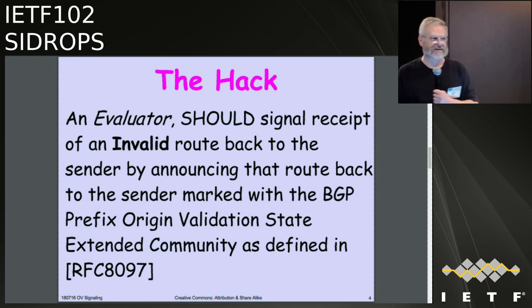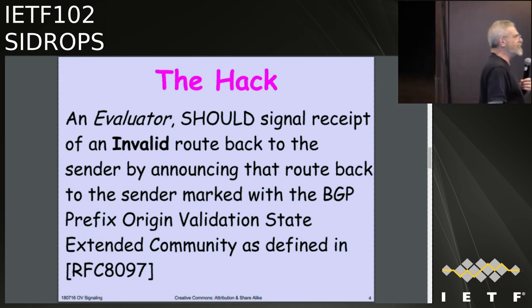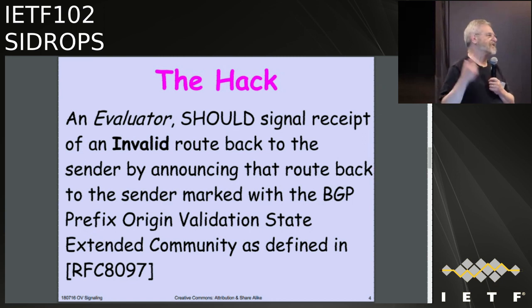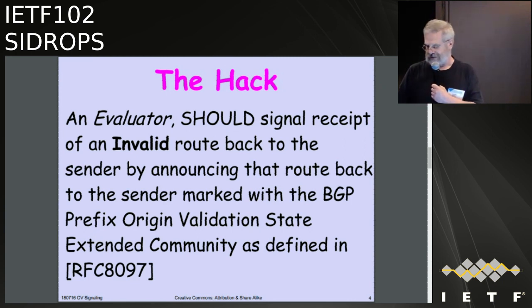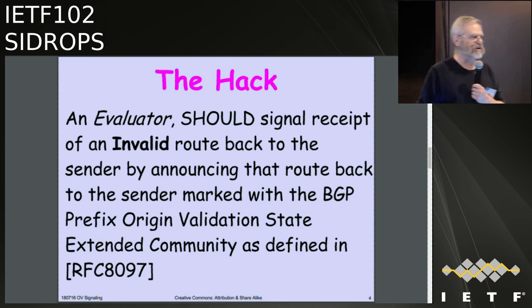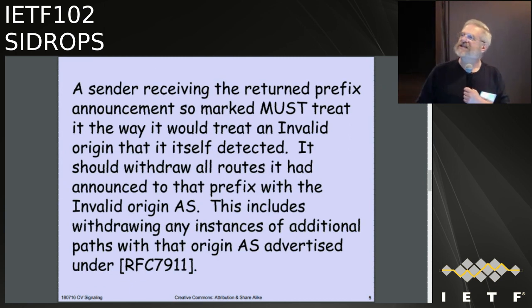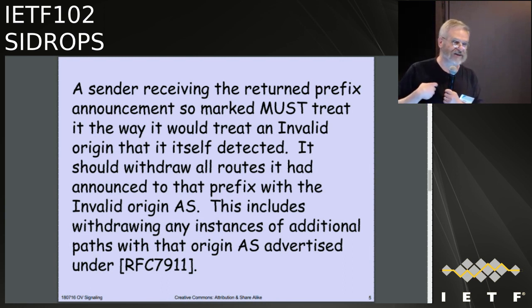as defined in 8097. If you'll remember, 8097 was the RFC for vendor do-gooders who wanted to automatically do this and just tag prefixes with validity states. I'm just reusing that extended community. Got to support Yob in some ways. Community gets a nickel for every time a community is used. The sender receiving the return prefix with the invalid marking must treat it the way it would treat an invalid origin that it itself detected. And that means withdraw any announcements of that prefix with that AS, and watch out for add path.